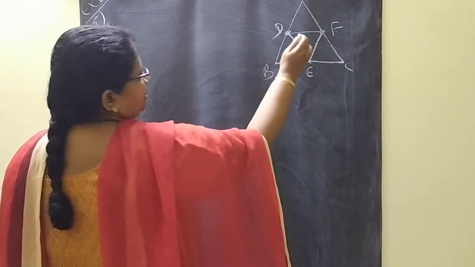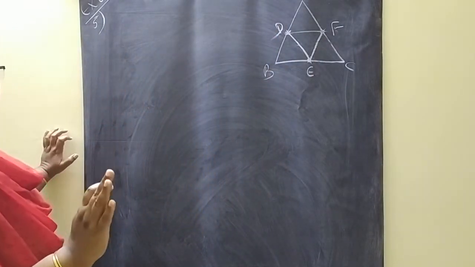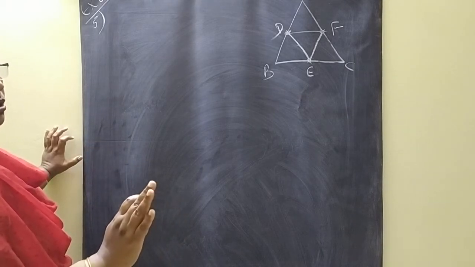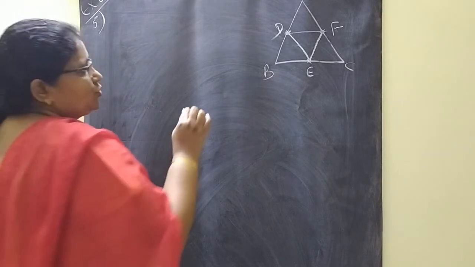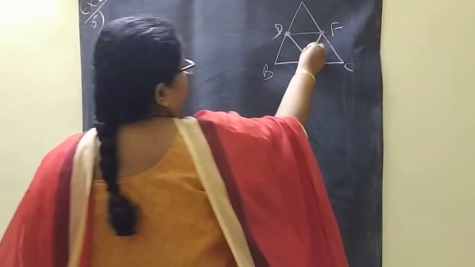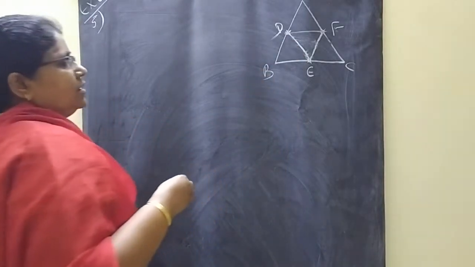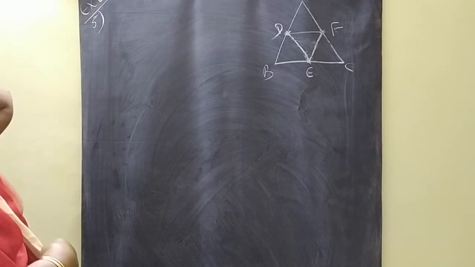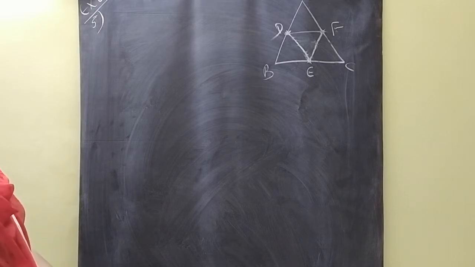So for finding the ratio of these two triangles, we have to apply the area theorem. For applying the area theorem, we want to prove that two particular triangles are similar. Which two triangles? This triangle DEF and triangle ABC are similar. For proving that two triangles are similar, you have to apply some results you studied in 9th class.